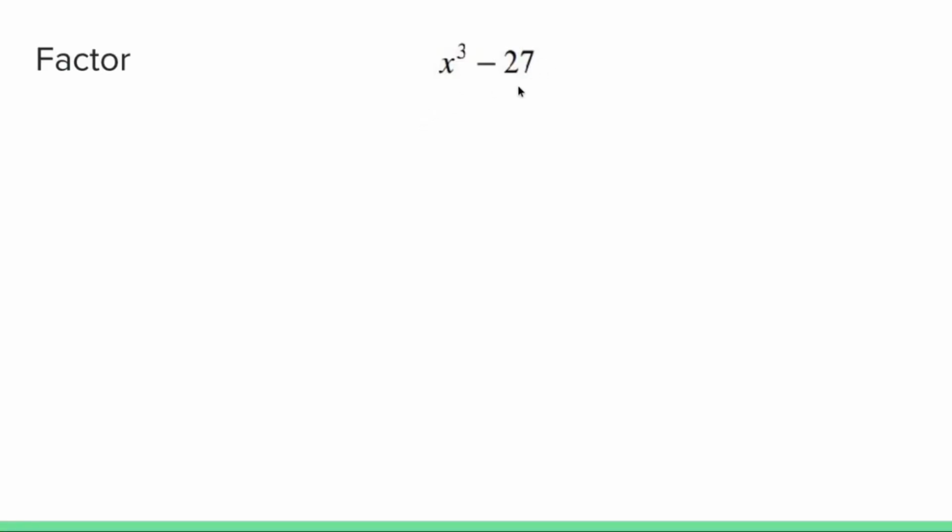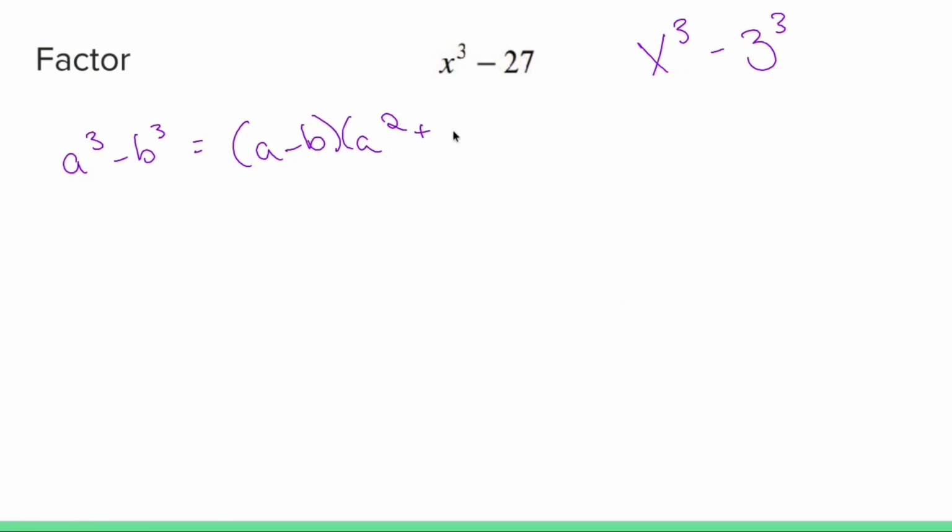Ooh, we have difference of cubes. And if you're looking at this and saying, no, that's not a cube, buddy, negative 27 is negative 3 cubed. That's a difference of cubes. Now, what's the formula for difference of cubes? A cubed minus b cubed can be factored out to a minus b times the quantity a squared plus ab plus b squared. So x would be my a, and 3 would be my b.